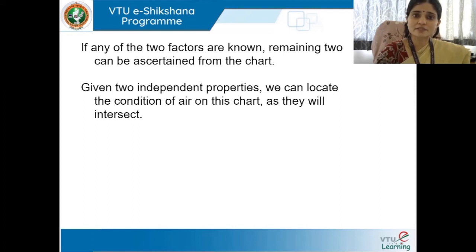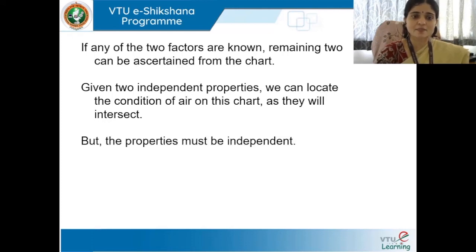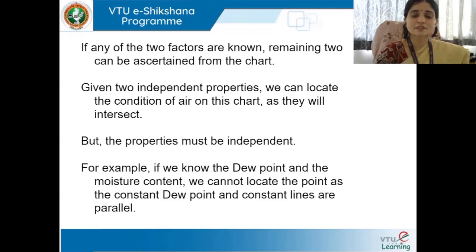Now, given two independent properties, we can locate the condition of air on this psychrometric chart as they will intersect. The only abiding principle is that the properties must be independent. For example, if we know the dew point temperature and the moisture content, we cannot locate the point, as the constant dew point and constant moisture content lines are parallel to each other. So we need two parameters that intersect on the graph to locate that point, which will determine the property of air, that is the temperature, pressure at that point.